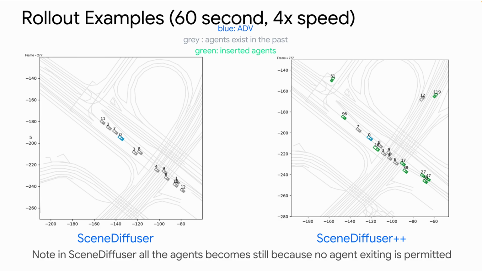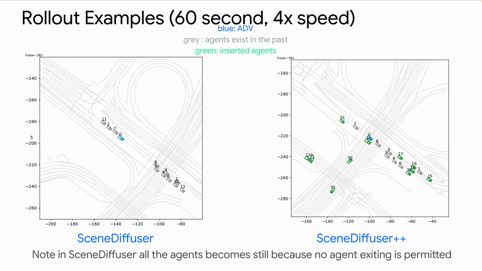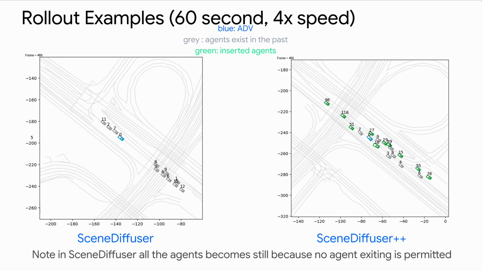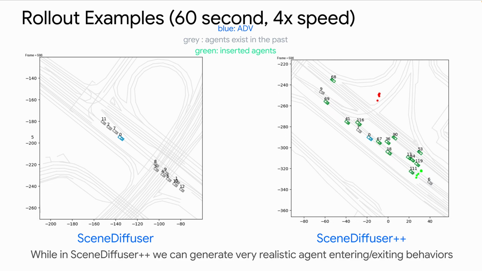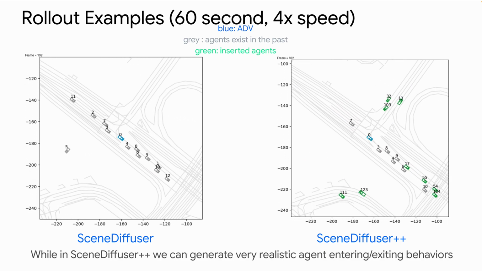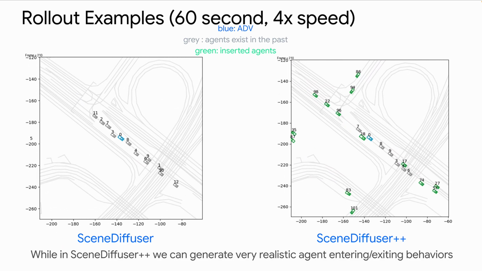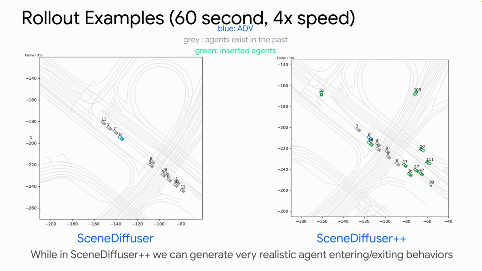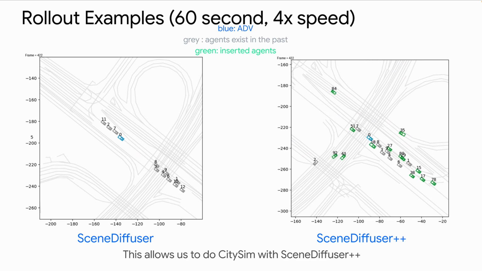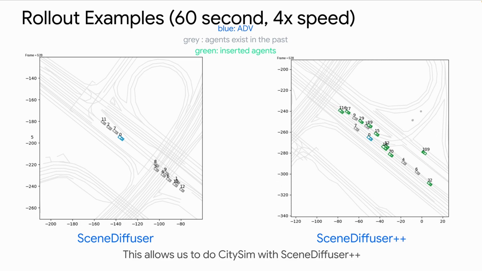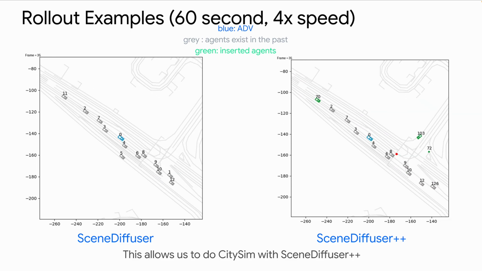Note in SceneDiffuser on the left, all the agents become still because no agent exiting is permitted. While in SceneDiffuser++ on the right, we can generate very realistic agent entering and exiting behaviors. This allows us to do CitySim with SceneDiffuser++, but not SceneDiffuser.